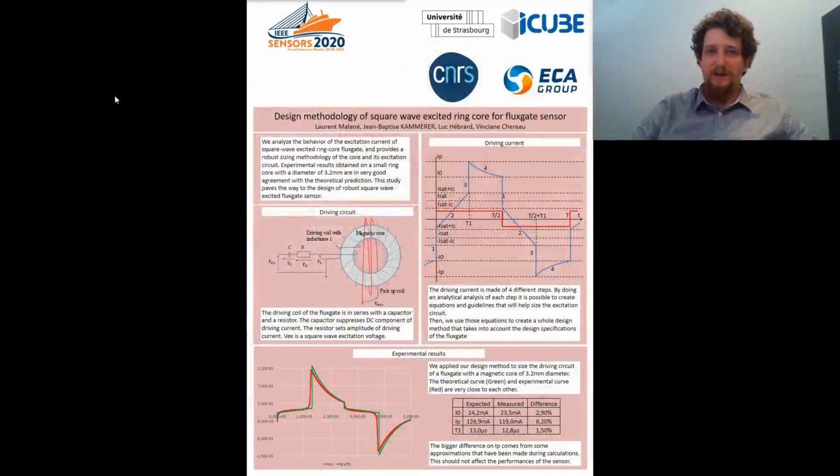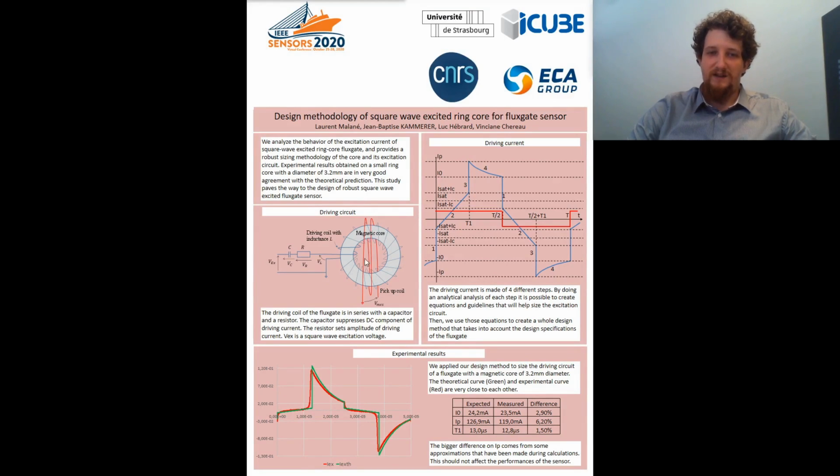Our work is about how to design the driving circuit of a square wave excited ring core for Fluxgate sensor. The Fluxgate is a magnetometer that is typically used when you want to reach a resolution ranging from 10 picoteslas to 10 nanoteslas, and for measuring static to low frequency field up to few kilohertz.